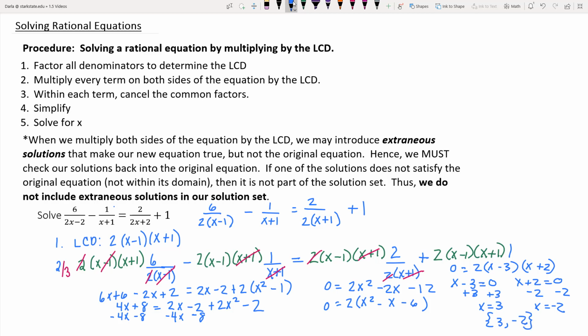If I were to plug these back into my original equation, neither makes my denominator 0, and they actually check out. So my solutions are 3 and negative 2.